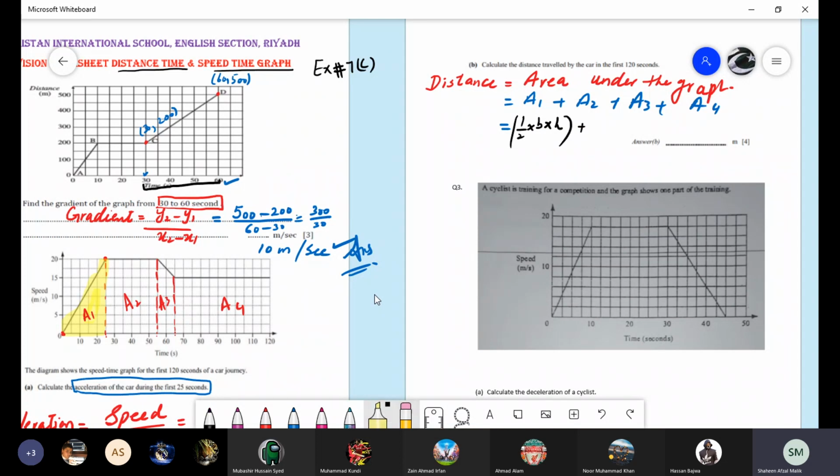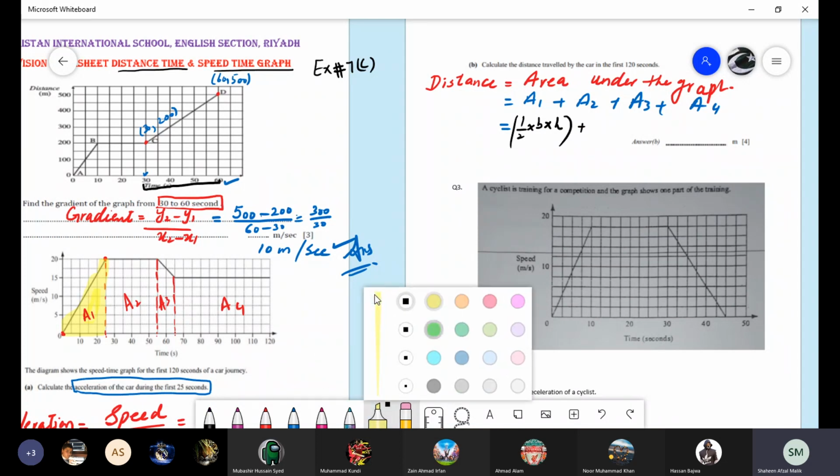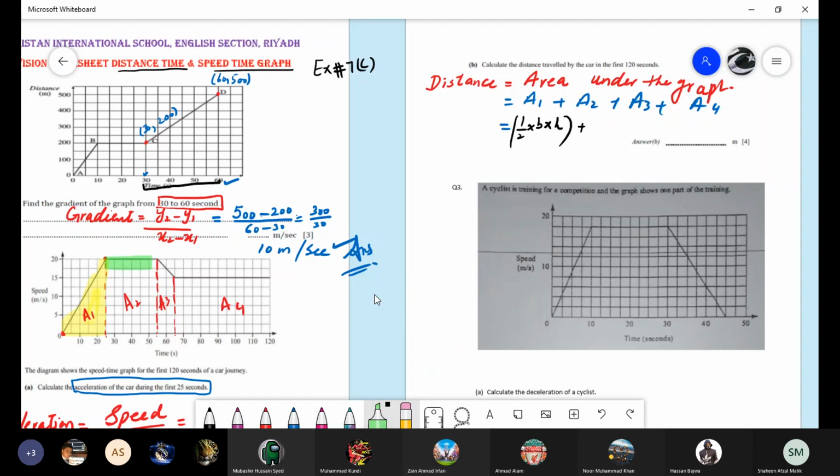Okay, what is the second part of the figure? It's a rectangle. So what's the formula for the rectangle? Length into width. Plus, what is the third one? It's not a parallelogram. It is a trapezium.